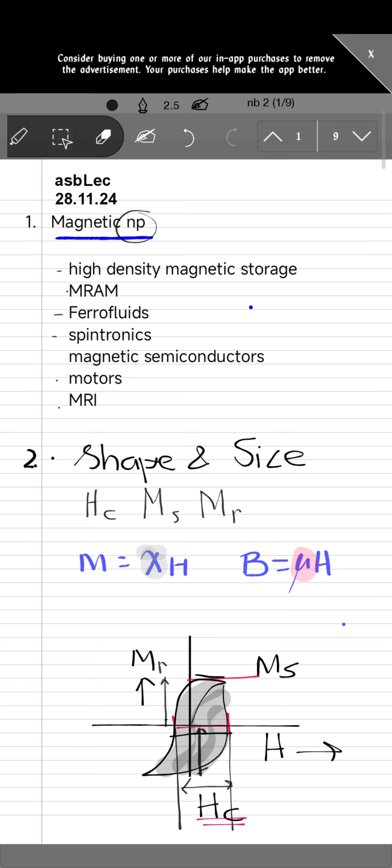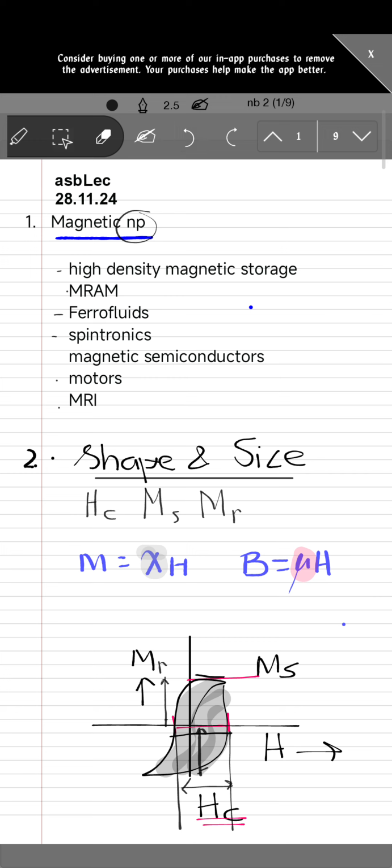Now, the properties of any magnetic material depend upon the shape and size of the particles. If we take a hysteresis plot, the strength of the magnetic field can be defined by three terms: the coercivity, the saturation magnetization, and the remnant magnetization.